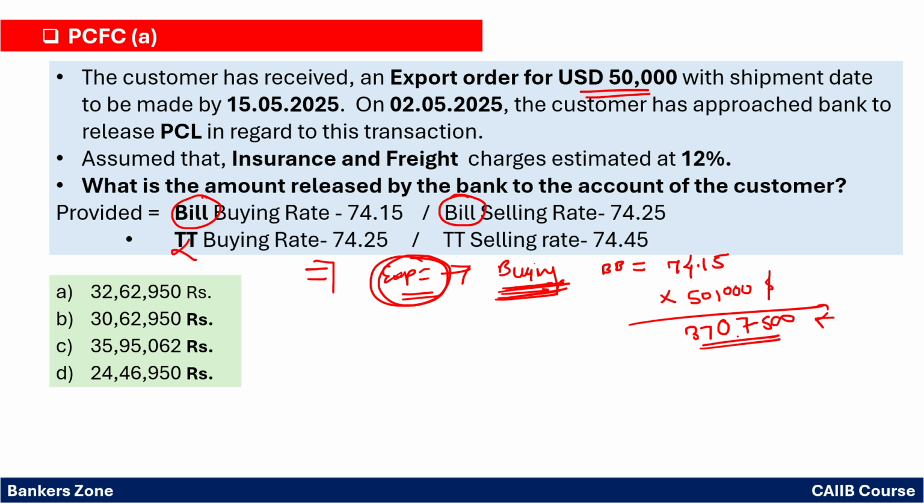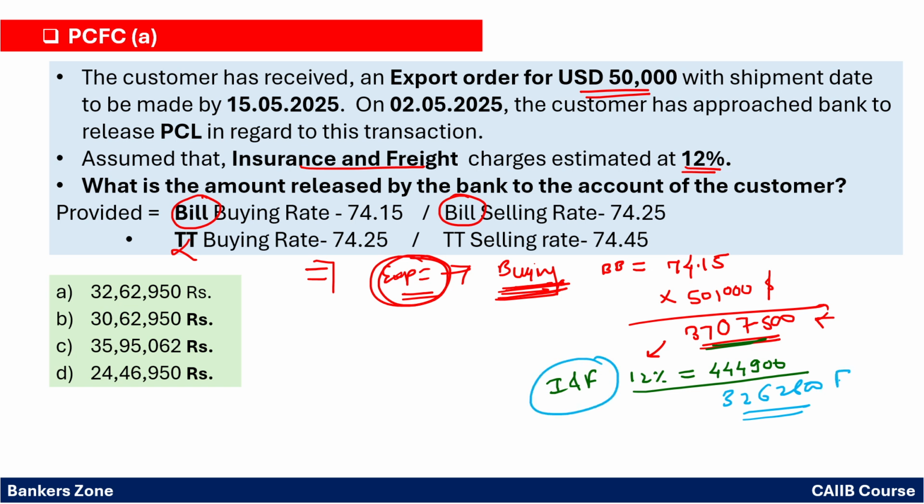Now after that, what they are saying: the insurance and freight charges at 12%. So simply calculate 12% of this. 12% of this you will get simply 444900. This is your 12%. It is for the insurance and the freight charges, right? So when you subtract the insurance and the freight charges, you will have say 3262600. This is the amount without insurance and freight. So this is also called the FOB value, the free on board value, right?